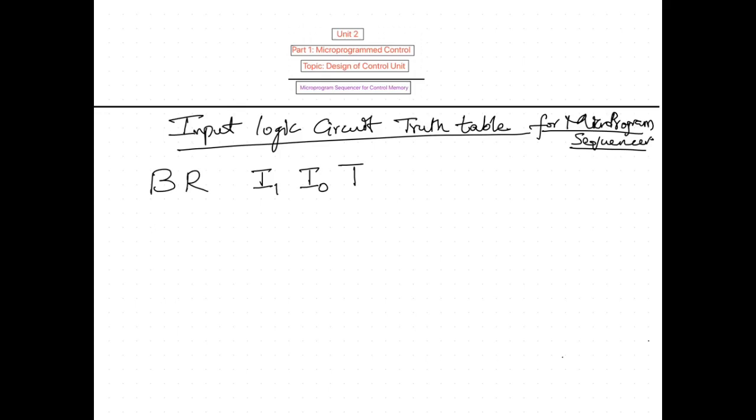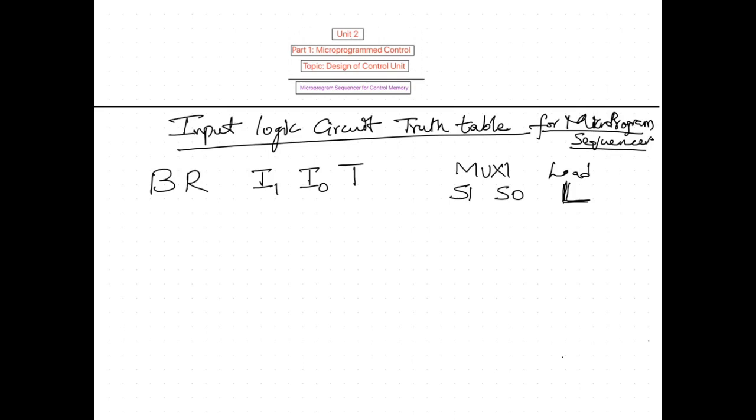Now I am taking mux1. In mux1, what are the input variables? S1 and S0. These are the selection variables, not input variables. These are the selection variables for mux1, and S1 and S0 are the output variables for this particular input logic circuit. And what about the third output? It is load L. From the input logic circuit there exist three output variables, S1, S0 and L, and the input variables are I1, I0 and T.